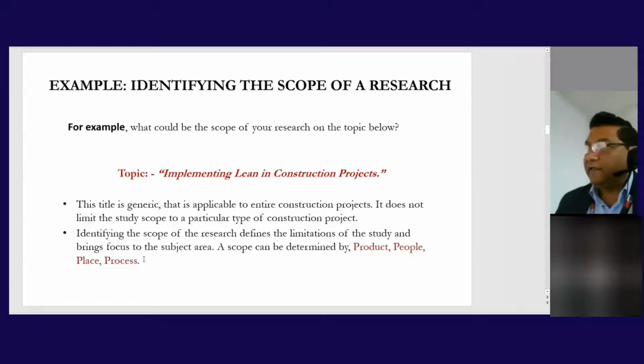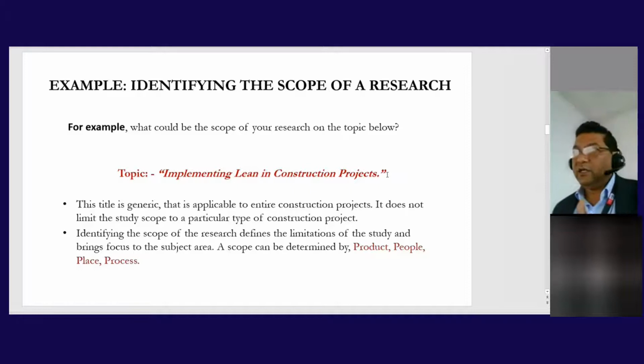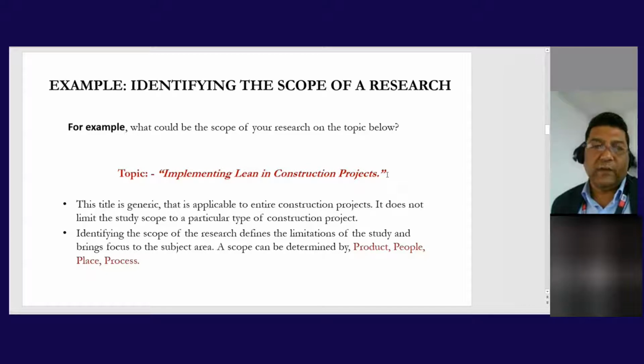You have a tentative title over here, tentative topic, implementing lean in construction project. Now, it tells me that yes, I want to implement lean in the construction project, but it doesn't tell me which construction project. Am I talking about the residential? Am I talking about the commercial construction? Am I talking about something specific type of construction? Maybe the retail parks or maybe shopping complexes. Which type of construction I'm talking about? So what will happen if you have this type of topic? You do not have a specific audience for your research.